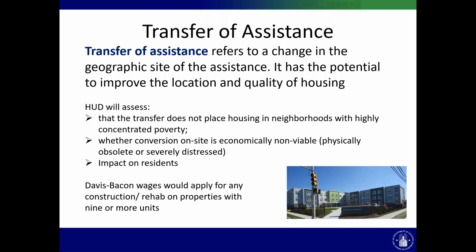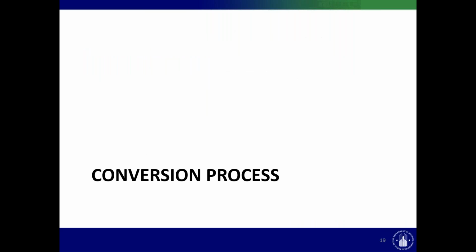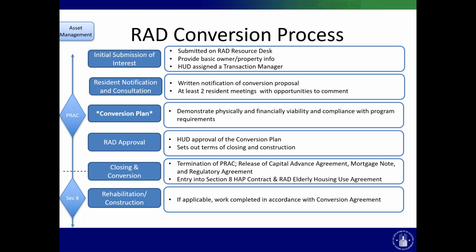Moving into the conversion process, and we'll get started. Probably one of the most important steps is your initial submission of interest. This is where you sign up for an account on the RAD resource desk. You're going to provide basic owner property information about your PRAC that you're wanting to convert. And this is where you actually get a HUD transaction manager assigned to your property for conversion. They'll be walking you all the way through the process. And you have somebody live to actually talk to and ask all your questions to.